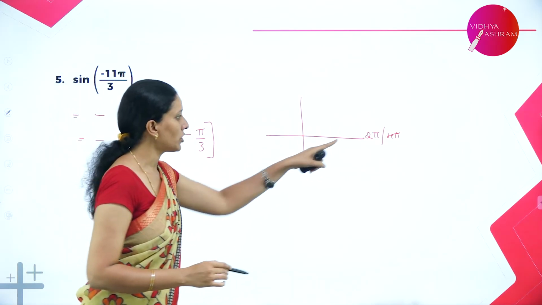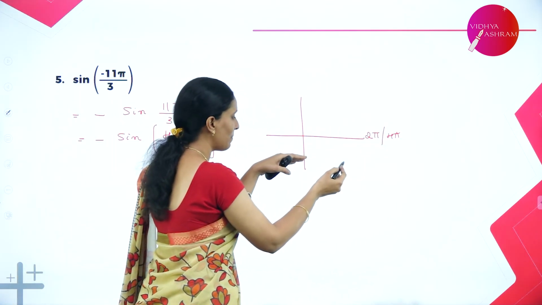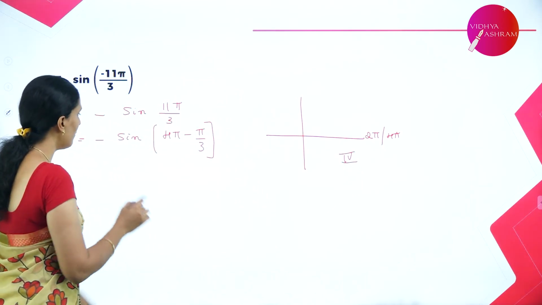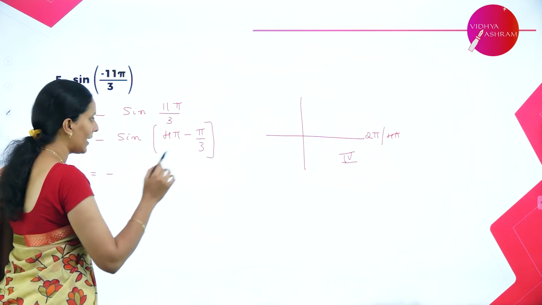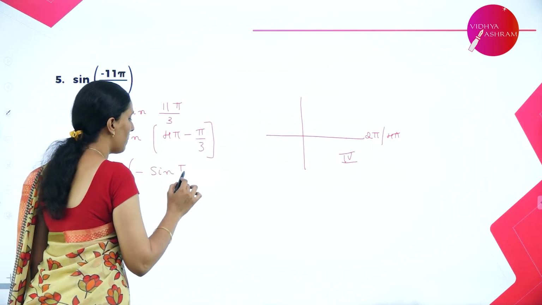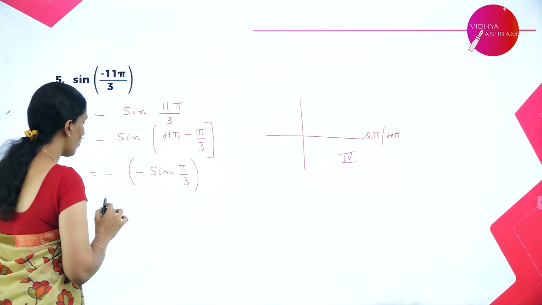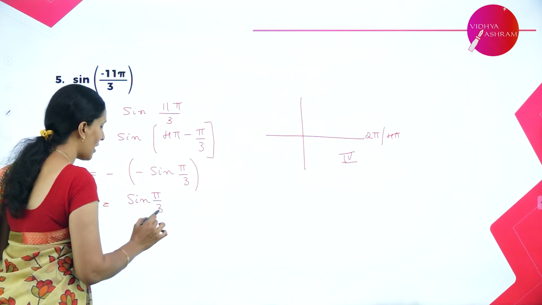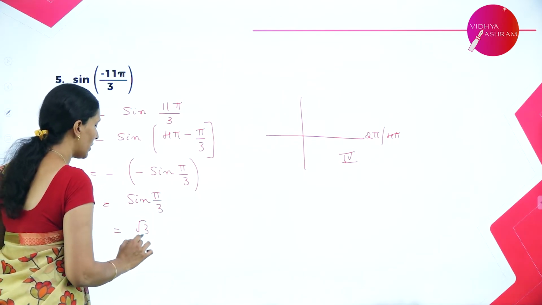Now, at this position, 4 pi minus pi by 3 means obviously it lies in the fourth quadrant. So, in the fourth quadrant, sine is negative. So, therefore, this can be written as minus sine pi by 3. Now, minus of minus means plus. So, we will get sine pi by 3. What is the value of sine pi by 3? Root 3 by 2.